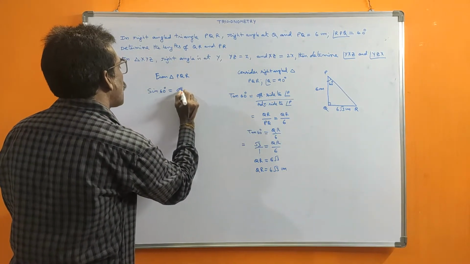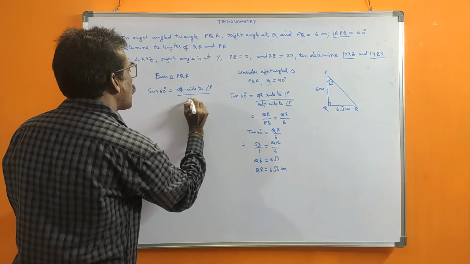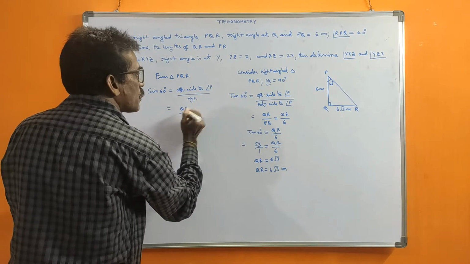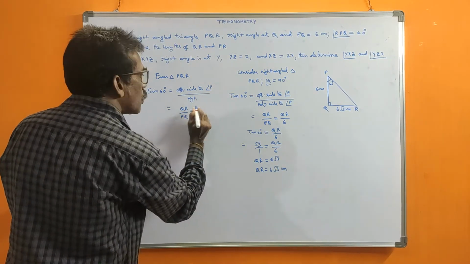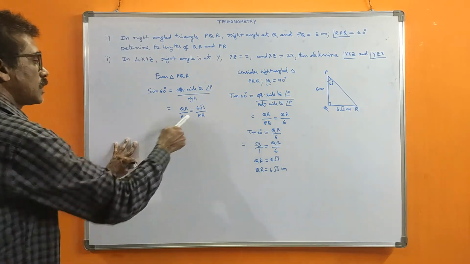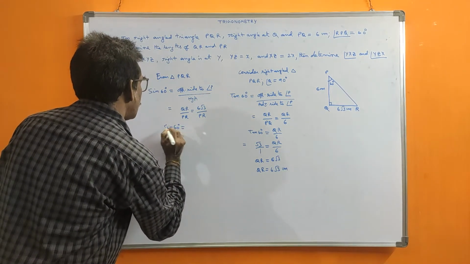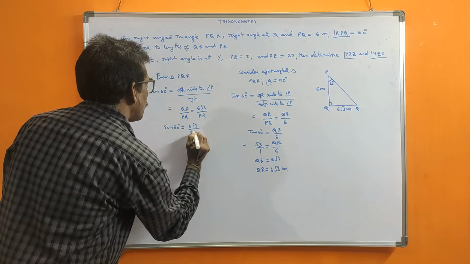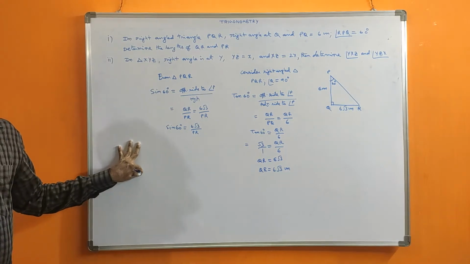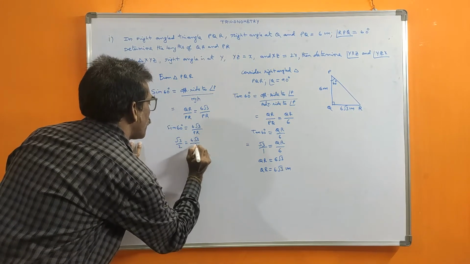Sin formula is what? Opposite side to the angle P by hypotenuse. Opposite side to P is QR. Hypotenuse is PR. QR value we calculated as 6 root 3, by PR, whose value we don't know; that only we should find out. So sin 60 is 6 root 3 by PR. Now we know the sin 60 value. What is the sin 60 value? Root 3 by 2, from tables. So root 3 by 2 is equal to 6 root 3 by PR.